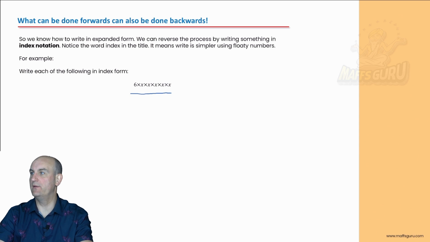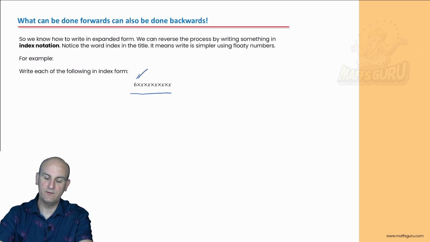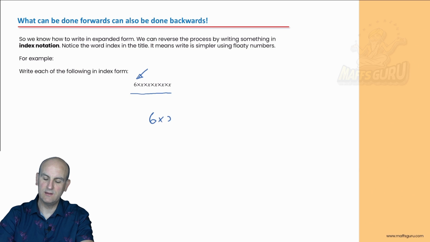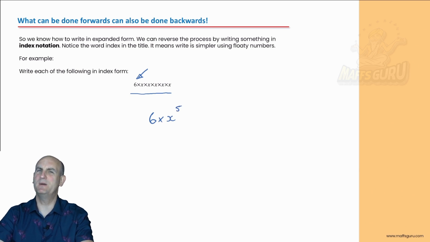Right, okay, so what have we got there? We've got 6 times x times x times x times x times x. Well, they're all multiplied together. So the first thing I'm going to do is say, do I have more than one 6? So that's going to stay 6 there. But I got those letter X's, they're all repeated and they've all got times signs in between them. So how many X's have I got? 1, 2, 3, 4, 5. So I can now write that as times X to the power of floaty 5. That's much easier to write.